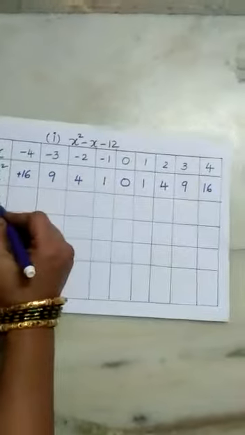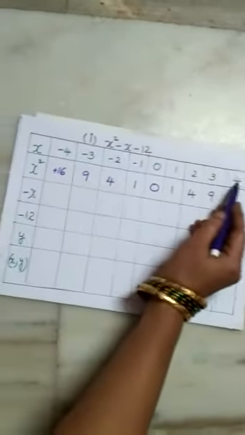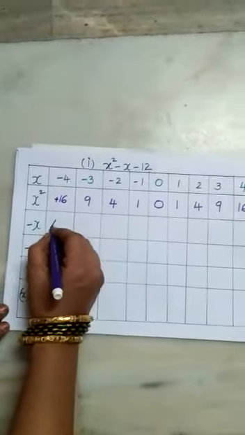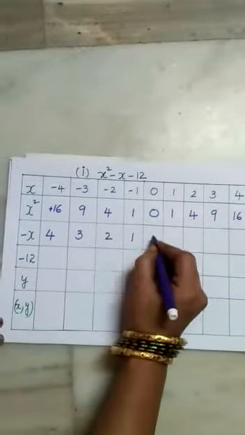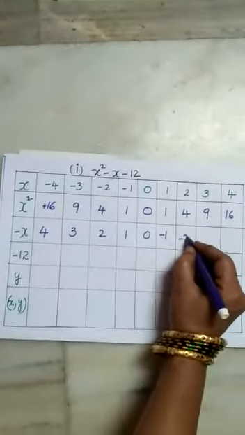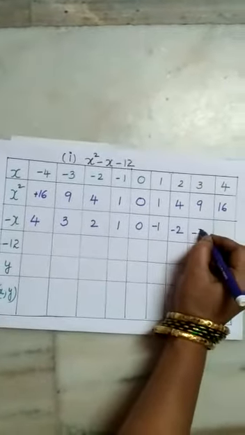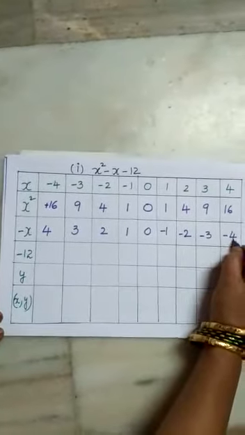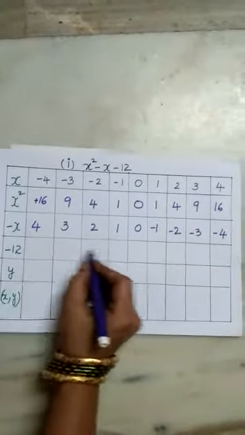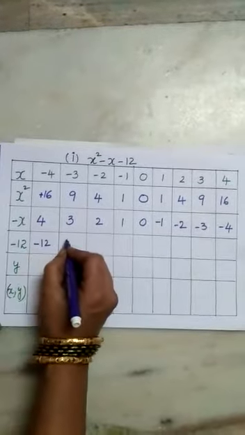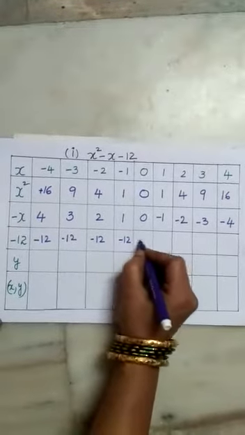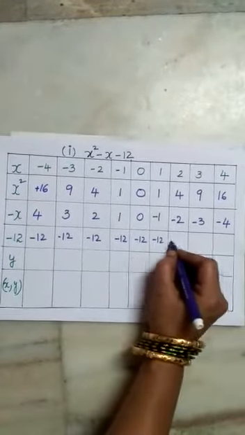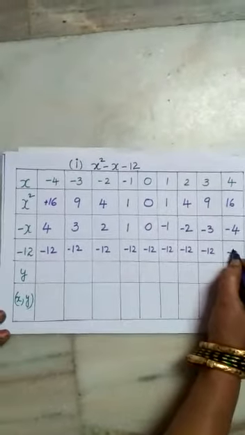Now second one. It is minus x. These all x values you must multiply with minus. So minus 4 will come here, plus 4. Then 3. Then 2. 1, 0, this plus 1 will come here minus 1, then plus 2 will come here minus 2, and plus 3 will come here minus 3, then plus 4 will come here minus 4. Now, third column, you fill as it is minus 12 in all the blocks. You must write minus 12 in all the blocks. Minus 12, minus 12, minus 12, minus 12, minus 12, minus 12, and minus 12.